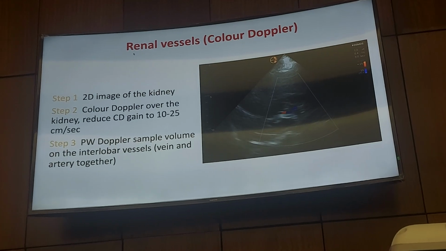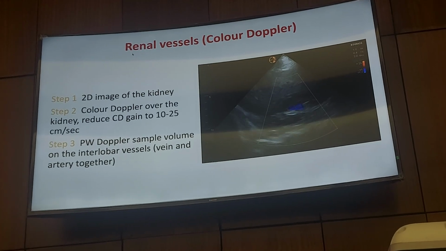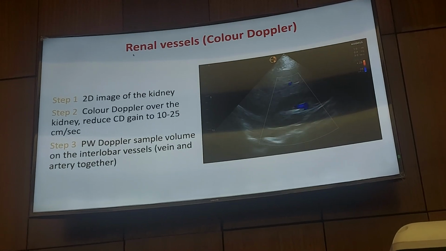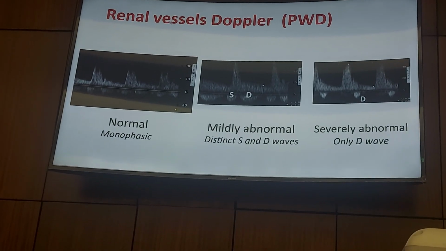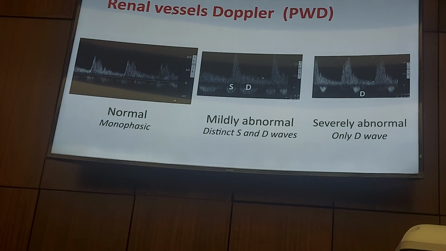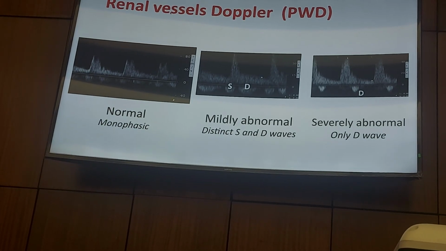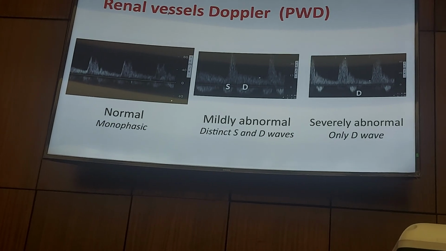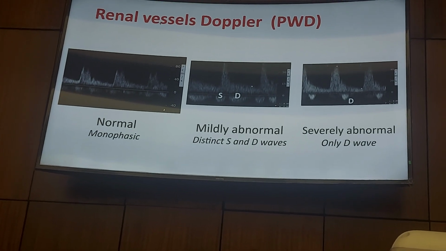And once you see a flashing vessel with some optimization of color gain and the Nyquist limit, then you get the vessels, and then you get the tracing. On your left-hand side is the normal tracing. Because renal vessels are very small, you are more likely to get the artery and the vein together. The artery will be above the baseline, and the vein will be below the baseline.